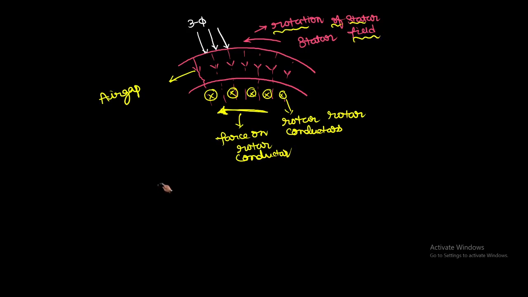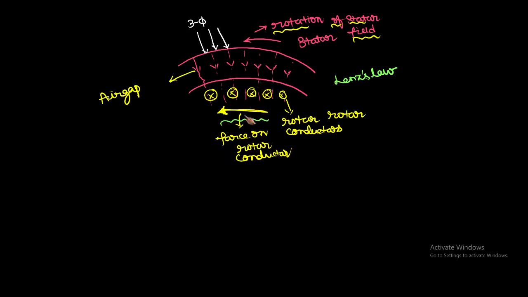If you observe here, the rotation of the stator field is in the anti-clockwise direction, whereas the rotor also is going to rotate in the anti-clockwise direction only. Why is it happening? Because of Lenz law. What is Lenz law saying here? The cause will produce the opposition. So what is the cause of this force on the conductors? Because they are placed in the magnetic field. If there is no magnetic field, there is no force on the rotor conductors.